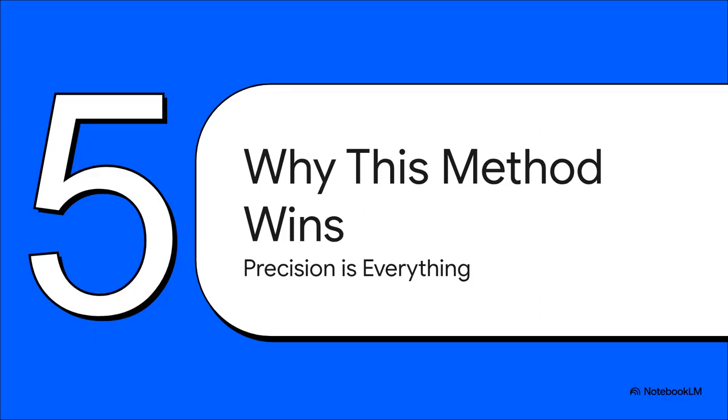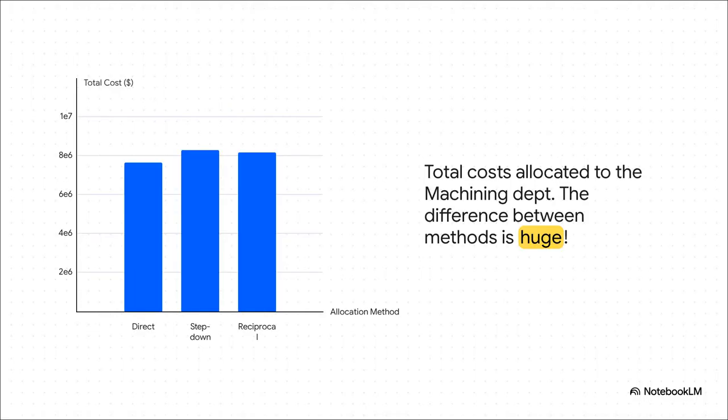Okay, so we went through all that algebra, but why? Why is this precision so darn important? Let's look at how much the final numbers change, because this is what matters for making big business decisions and for nailing those questions on the exam. Whoa, look at this! This chart shows the total cost dumped into the machining department using the 3 different methods.